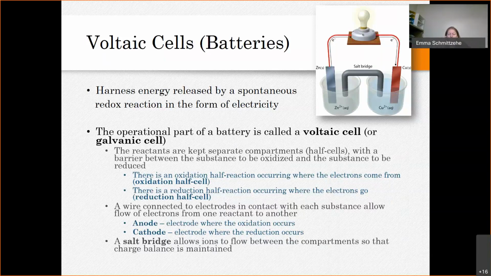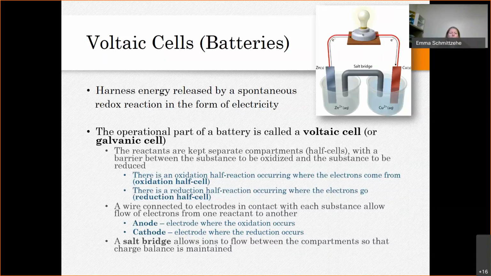So when a battery is just sitting out, nothing's happening. But when you put a battery into a device, that device is connecting to each of the ends of the battery, which is creating that wire connection where the electrons can flow, okay? And they're flowing where then it allows that device to work, okay?